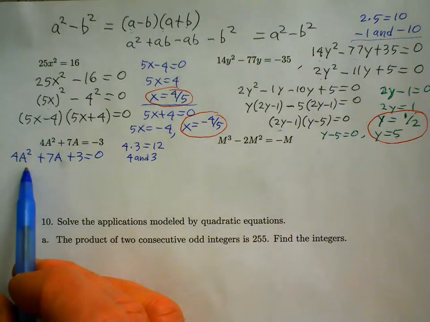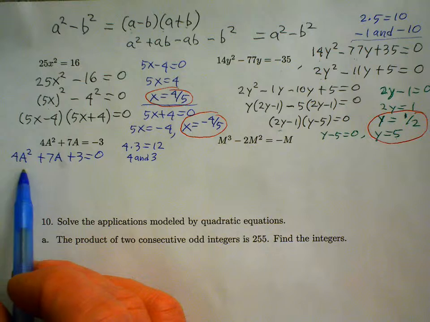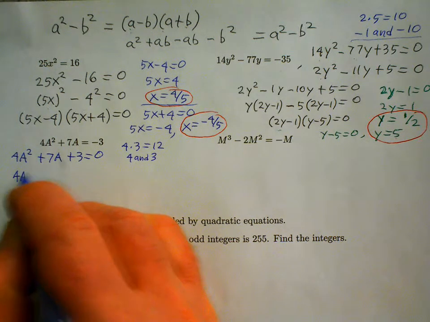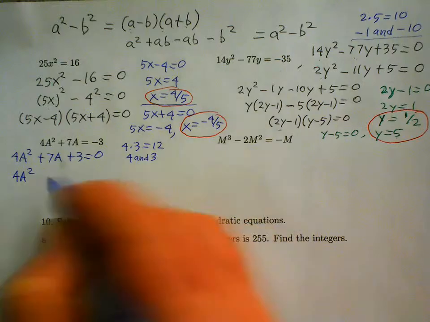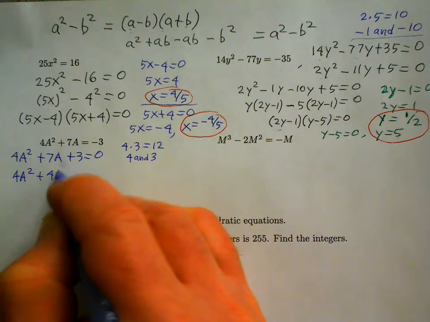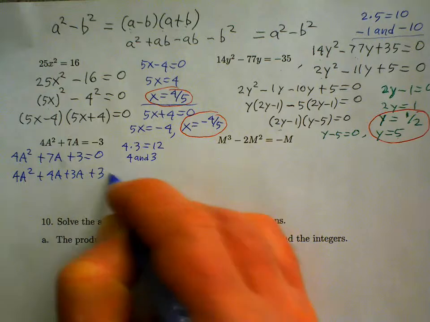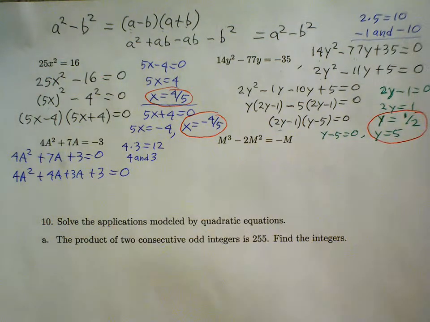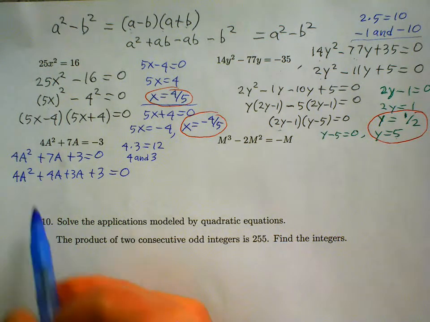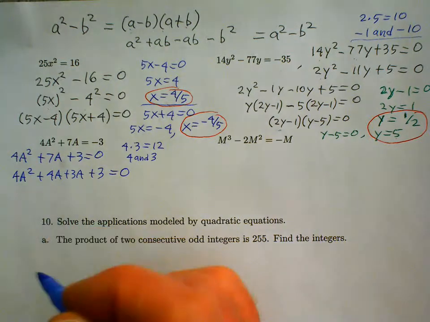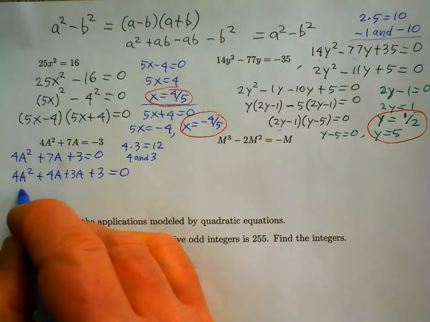The next step, transform the trinomial into a quadrinomial. We'll write 4a squared plus 4a plus 3a plus 3 equals 0. Then factor by grouping. Out of the first two terms, factor out 4a.